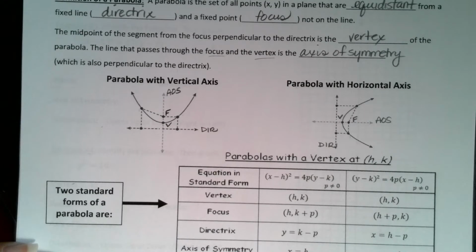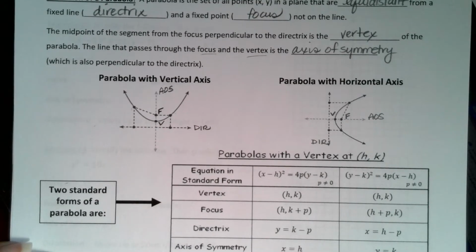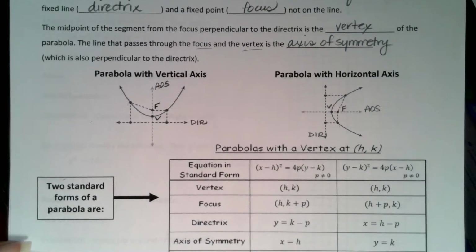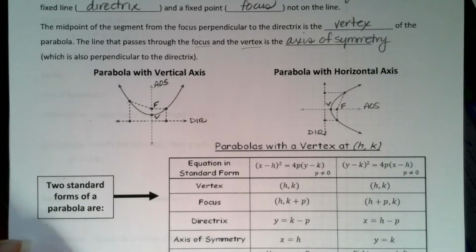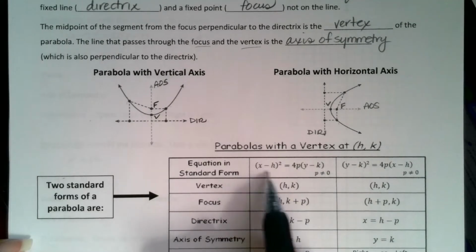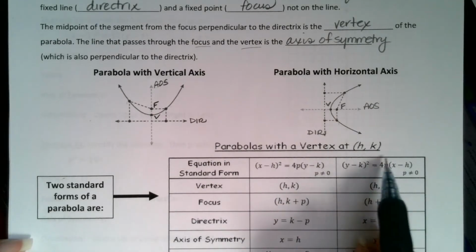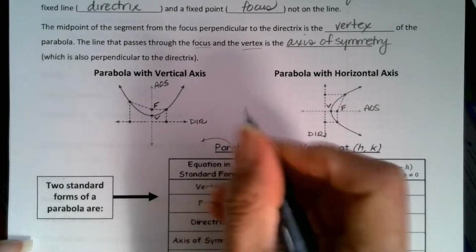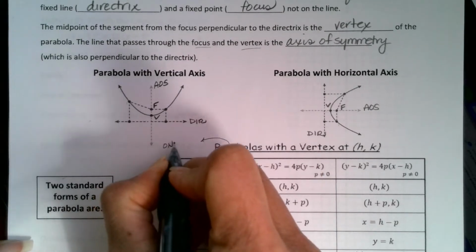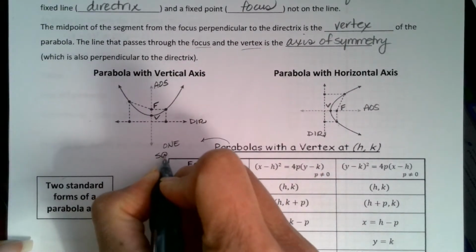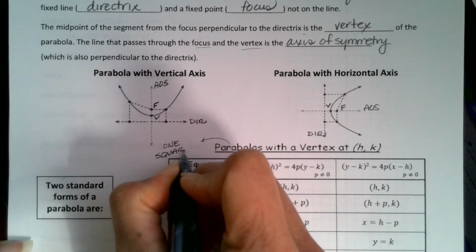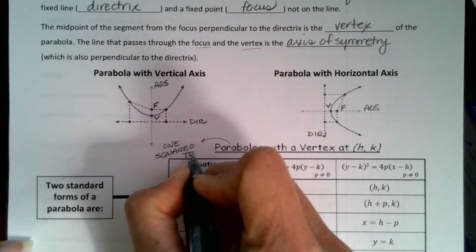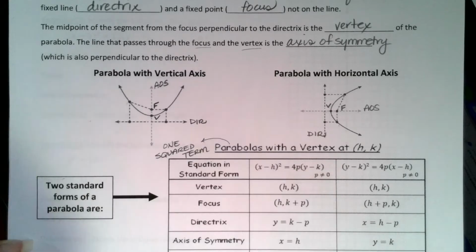Notice as well, when it comes to the equation of standard forms, how it's different to that of hyperbolas and ellipses. Notice that you only have one squared term when it comes to parabolas. Okay, so I'm going to come over here and just make a note here. There's only one squared term.